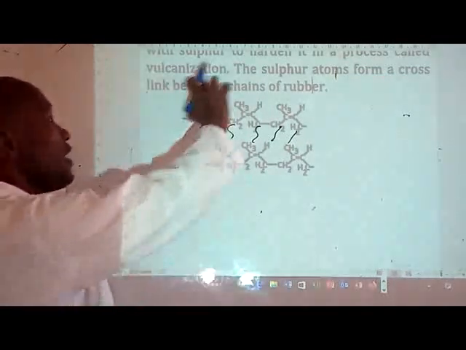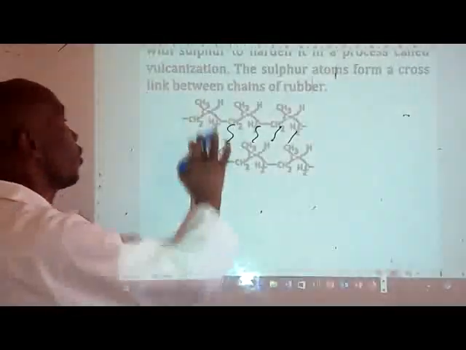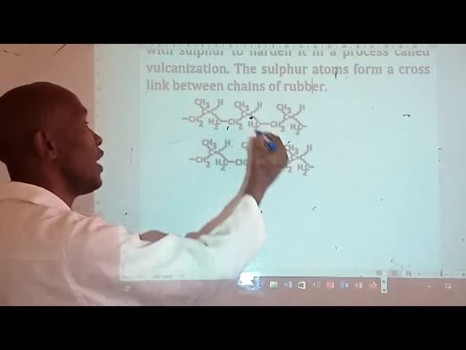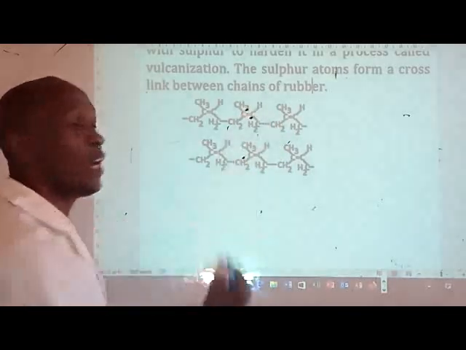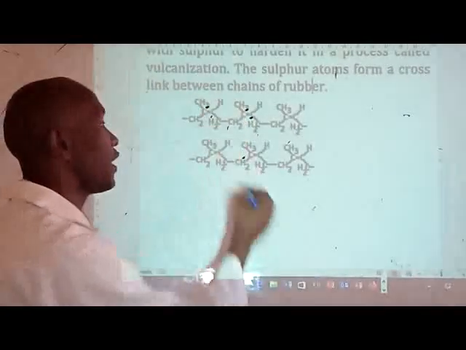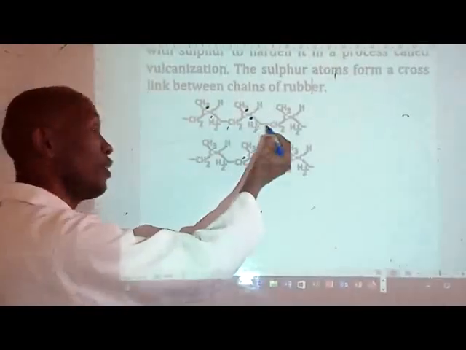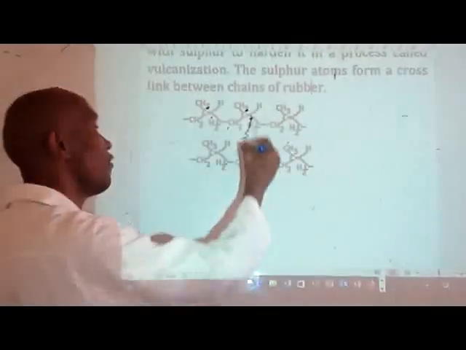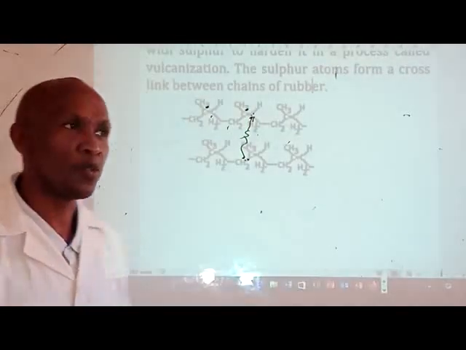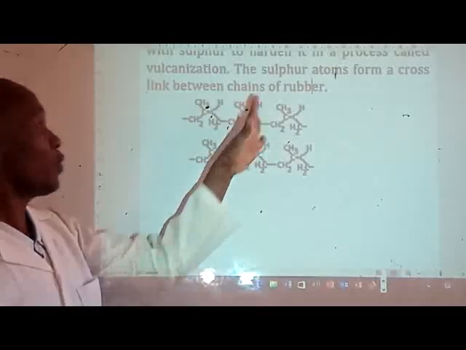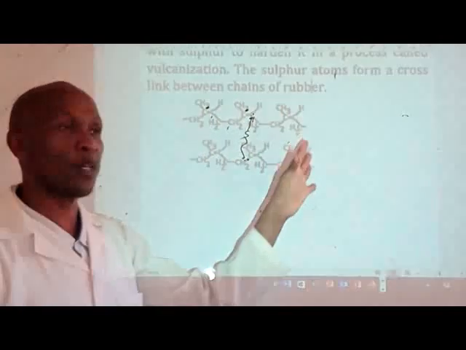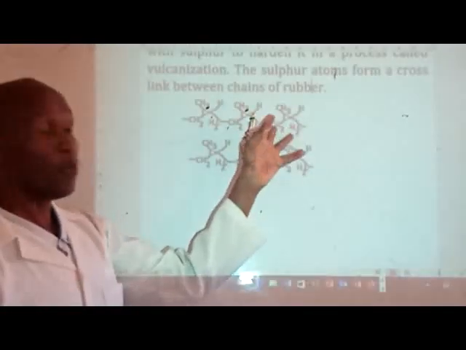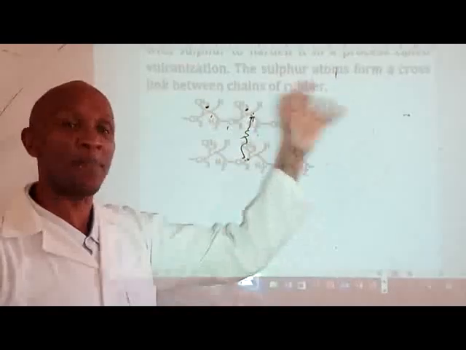So what do you do? When you heat it with sulfur, you break this double bond, right? You break the double bond, you free an electron. So these electrons can be shared with the sulfur. Now, this one can also be shared with the sulfur. So we have a covalent bond between the molecules now. We say we have a covalent cross-link. And because covalent bonds are stronger than van der Waals forces, the rubber now becomes hard.